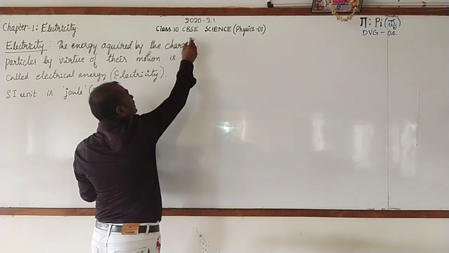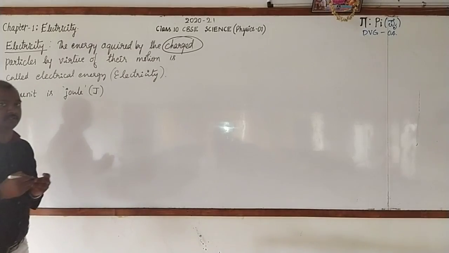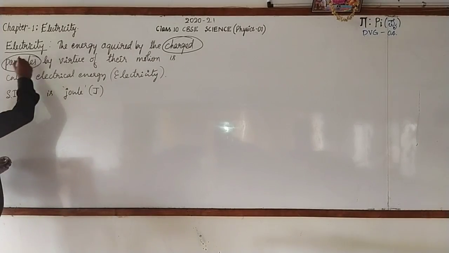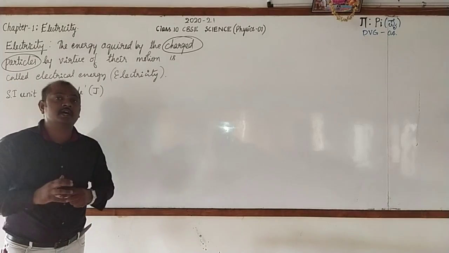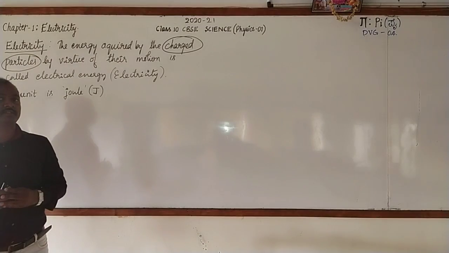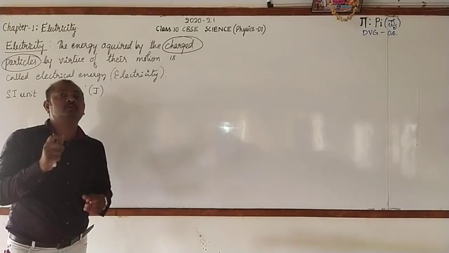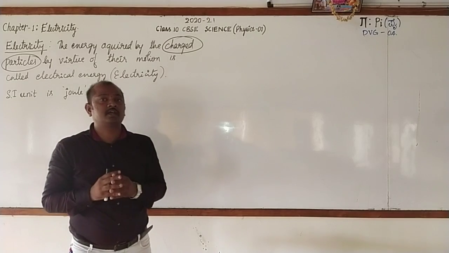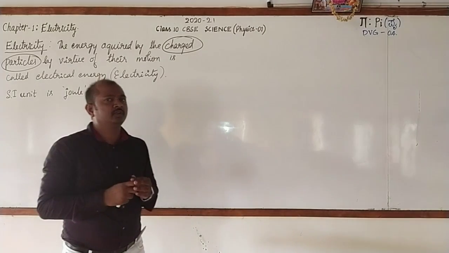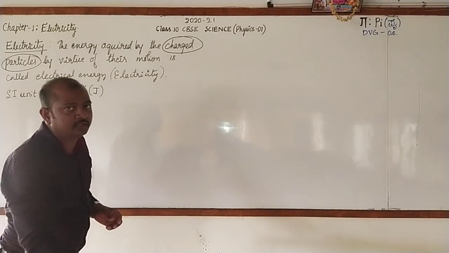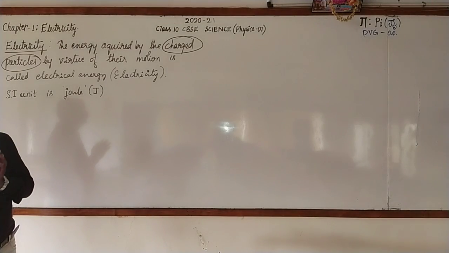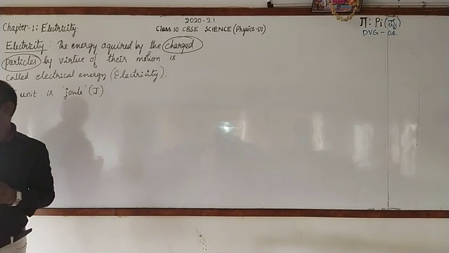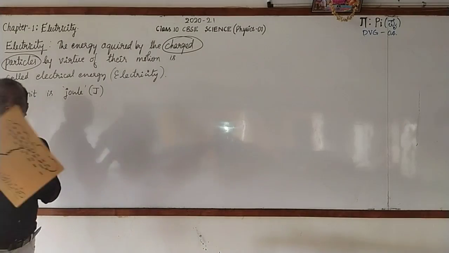The energy acquired by the charged particles. We have already got information about the charged particles in our previous classes. Yes, that's how the charges are obtained. We know that the charges are obtained by friction. You can just recall the concept, some of the situations where the body gets charged. I'll just show the picture.